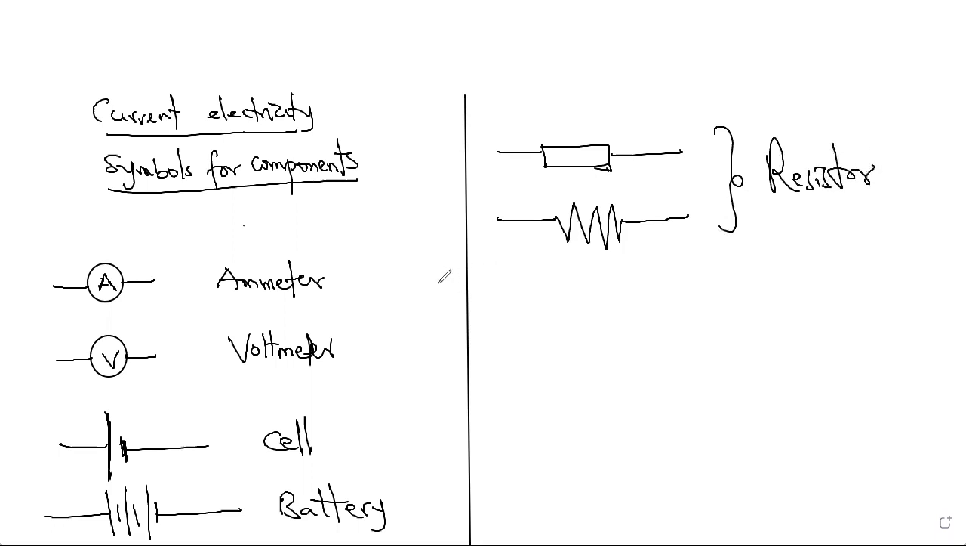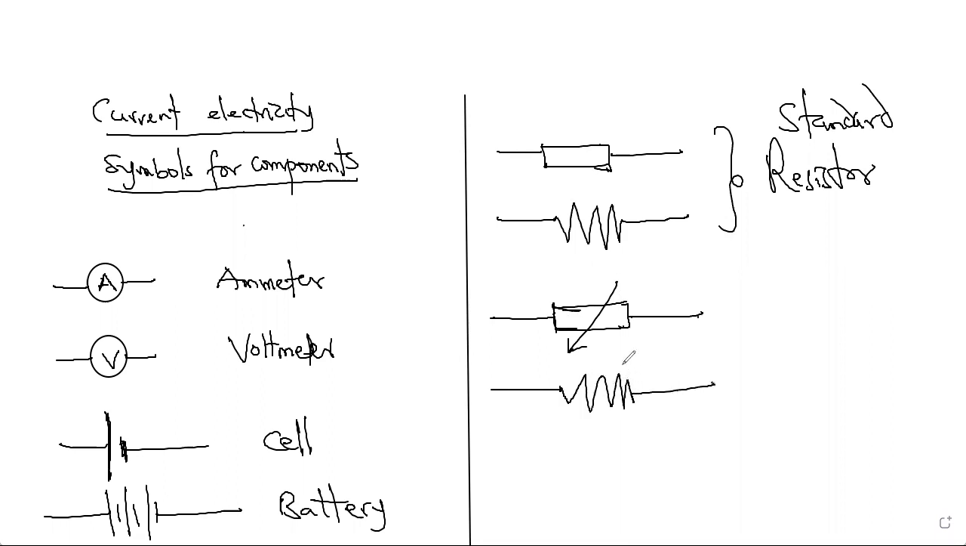These are the standard resistors. You can also have a variable resistor, with an arrow like that. A variable resistor means the resistor can be adjusted; the resistance of the resistor can be adjusted. Or you see it like this, with a variable resistor.